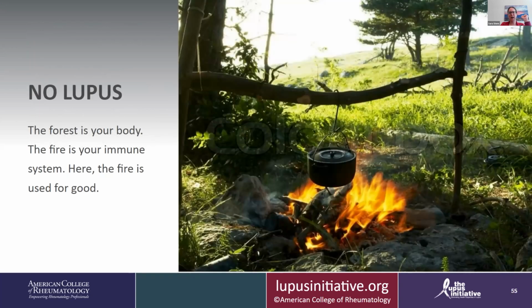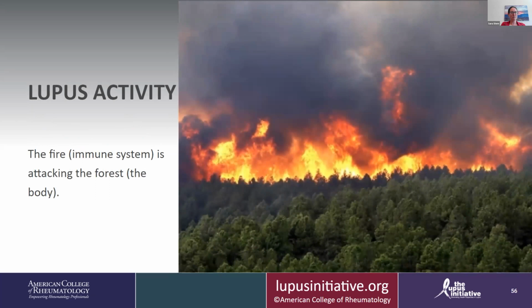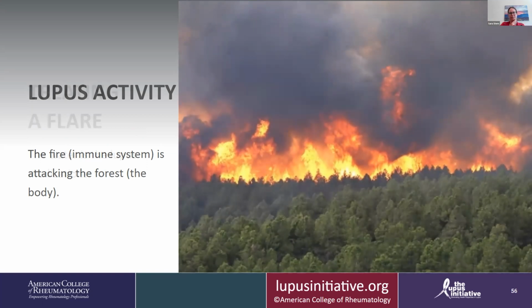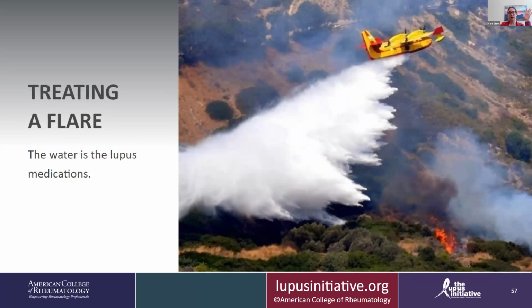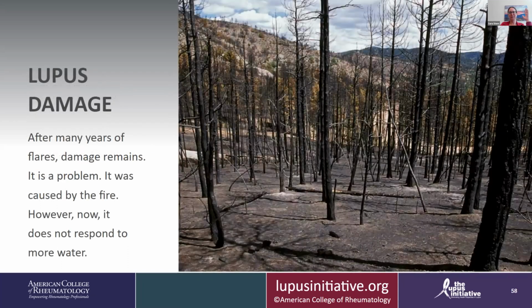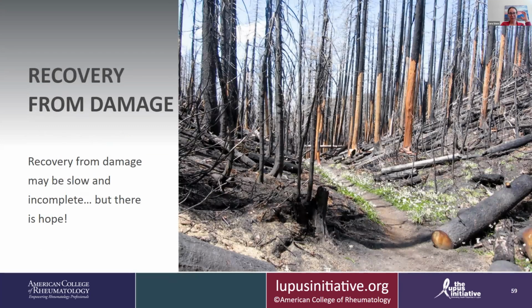So we use the analogy of, although we should never do this right now because we're in a drought and Utah does not want us to have campfires, but if they did, and if we had water, okay, right? You have your campfire and it's very well contained and the fire is good. It's giving you food. But then the wind comes and the fire goes into the trees, causing a major forest fire. This is a flare of lupus. And then we treat the flare with medications, which is like our water and our planes. But even when we treat it, at the end, there is still damage from the fire. And this damage no longer responds to the water or the medications the way it used to. But there's hope, because over time, sometimes, most of the time, you have some recovery. The body is such an amazing thing, and you never can give up hope.